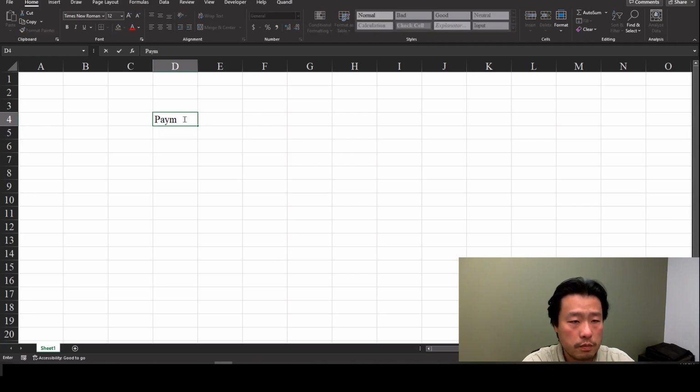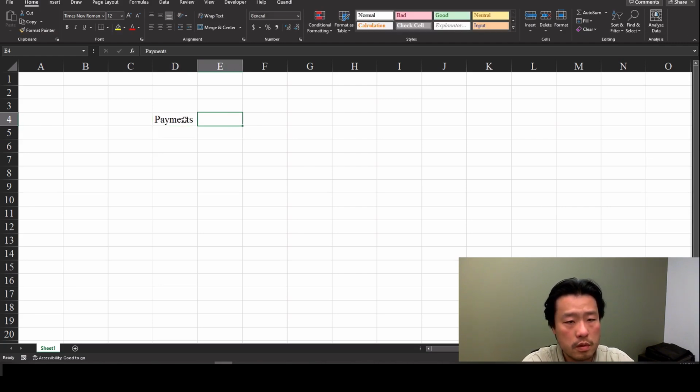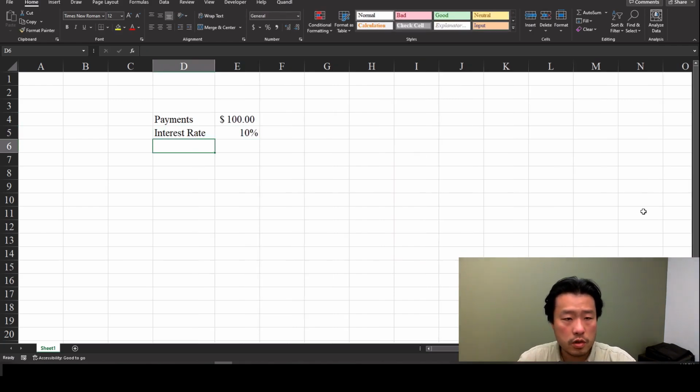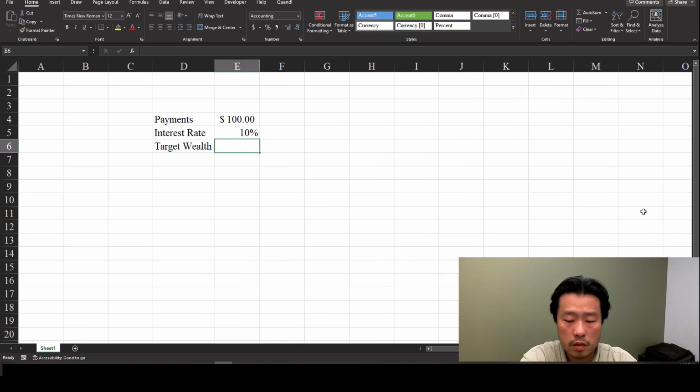Remember, the periodic payment is $100, and the interest rate is 10%. The target wealth we want to accumulate is $2,000.